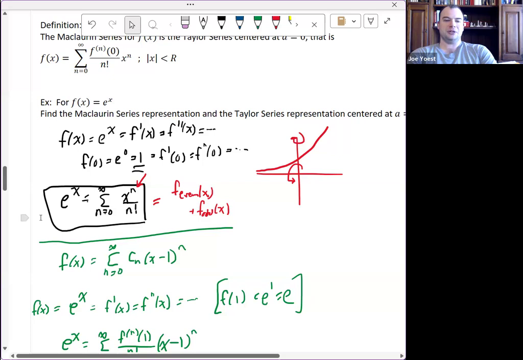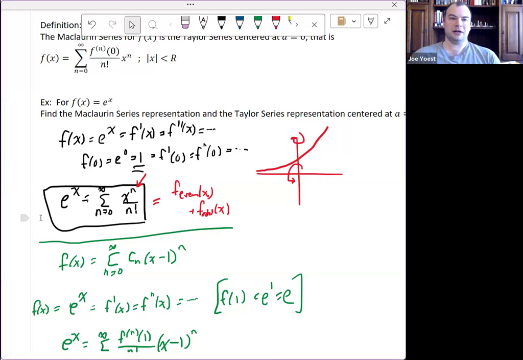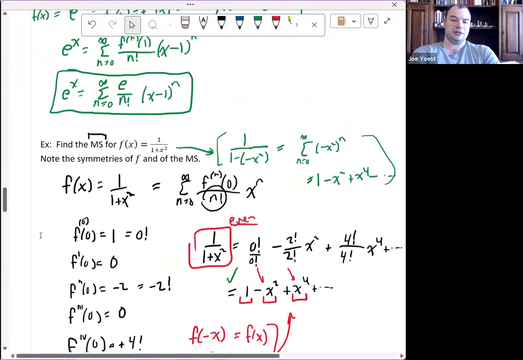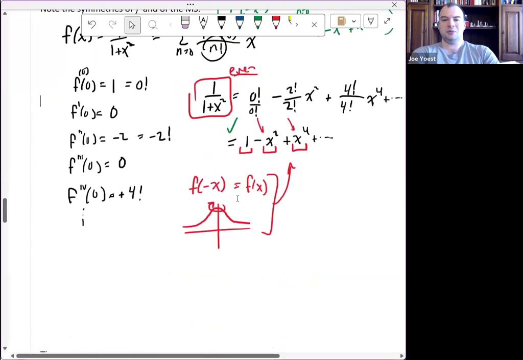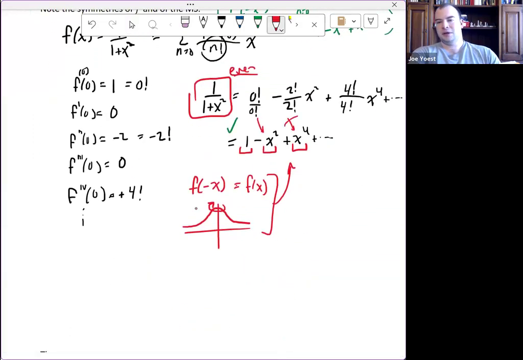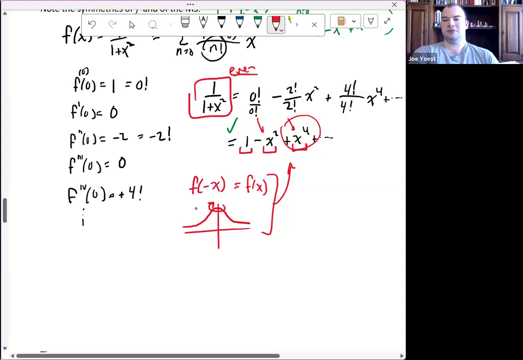I think that's a pretty surprising fact at first. You take something with no symmetry and you can make it into the sum of two things that have very interesting symmetry. But this gives some insight into why that really ought to be the case, linking these symmetries to which types of terms are left over, the even powers or the odd powers.